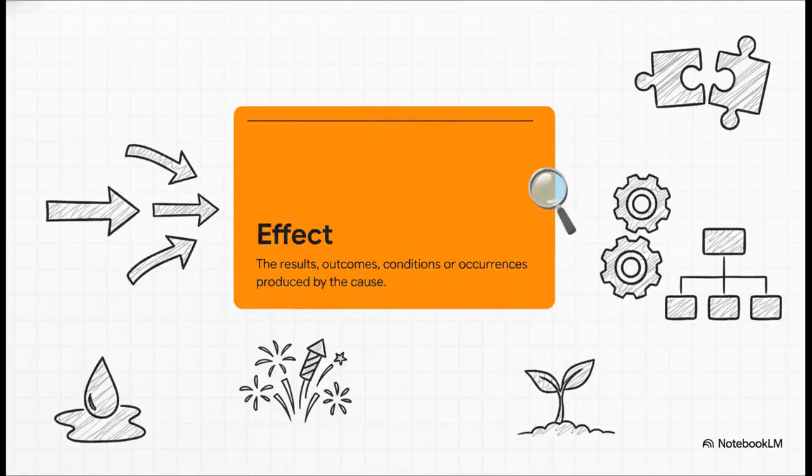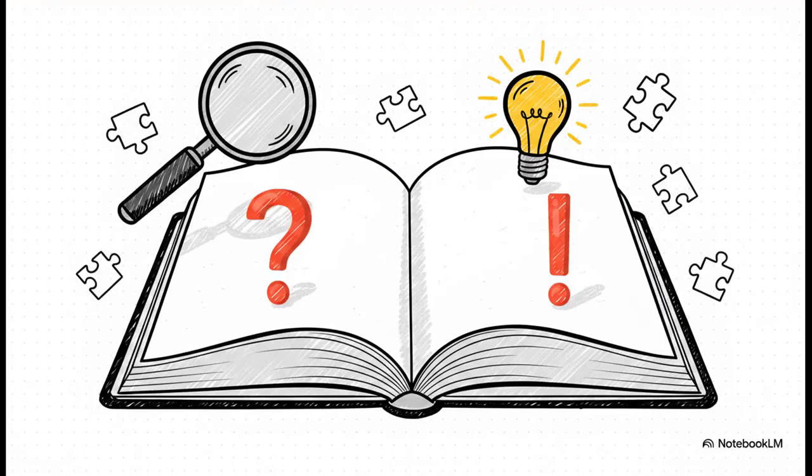And on the other side of that equation, we have the effect. If the cause is the hidden spark, the effect is the raging fire we can actually see. It's the visible outcome, the condition, or the tangible occurrence that was ultimately produced by that initial catalyst. It directly answers that question of what happened, giving us the concrete aftermath we actually have to deal with in reality. So the absolutely crucial point here is that you can always untangle the two by relying on these straightforward questions. You ask why to locate the catalyst, and you ask what to identify the aftermath.